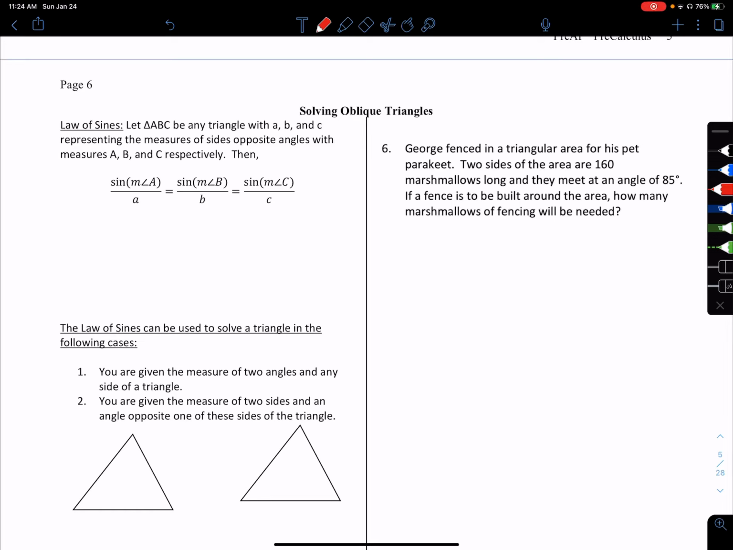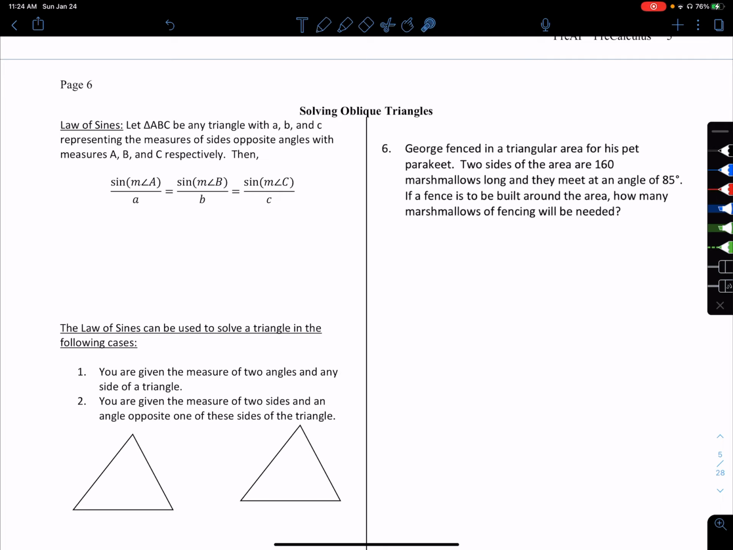Pre-AP calculus, solving oblique triangles. That means solving a triangle, finding the missing parts, but it's not a right triangle. This is a review from geometry. Law of sines we're going to discuss in this video, and law of cosines in the next video.